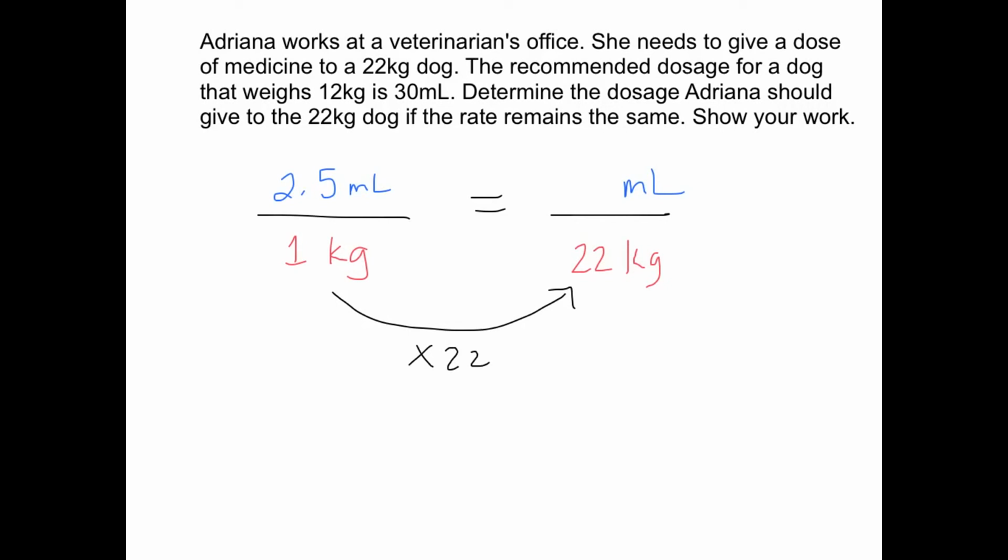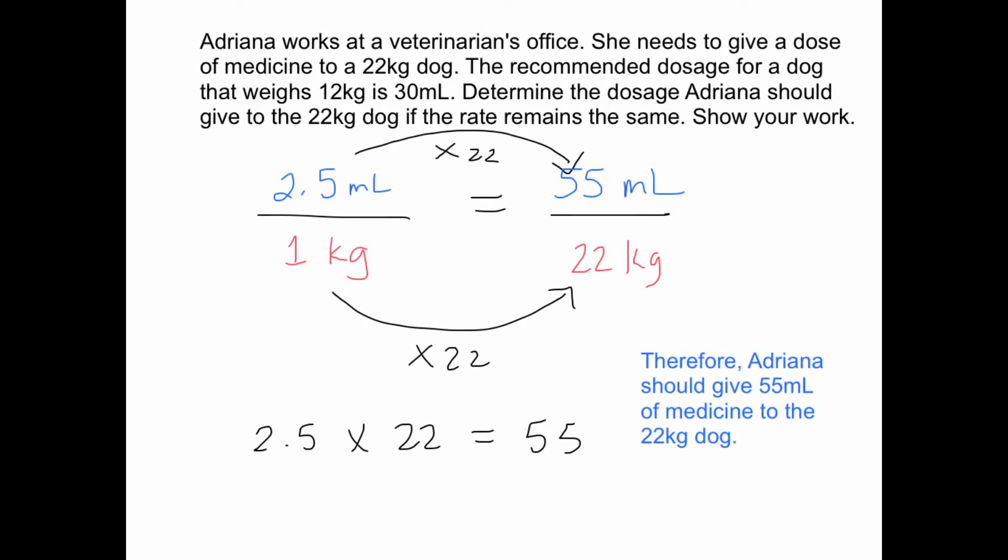If we have multiplied the denominators by 22, what do you think you need to do with the numerators? That's right, whatever you do to one term, you must do to the other term. So we're going to multiply this by 22 as well. What's 2.5 times 22? That's equal to 55. So that means you would need 55 milliliters for a 22 kilogram dog. Therefore, Adriana should give 55 milliliters of medicine to the 22 kilogram dog.